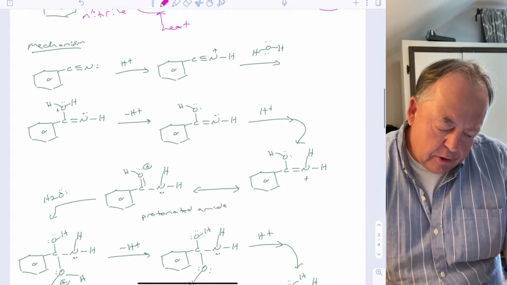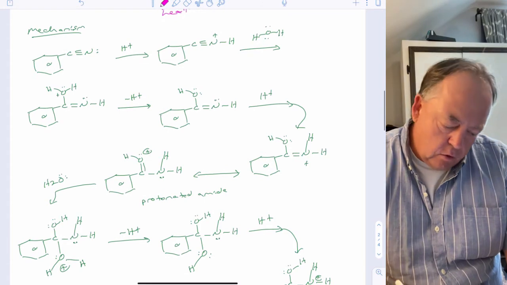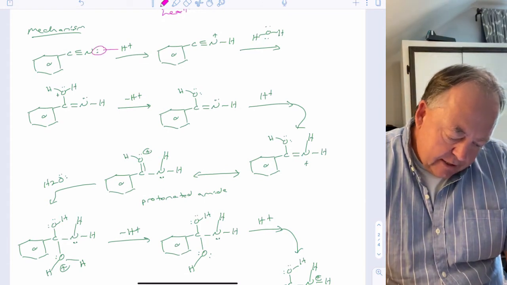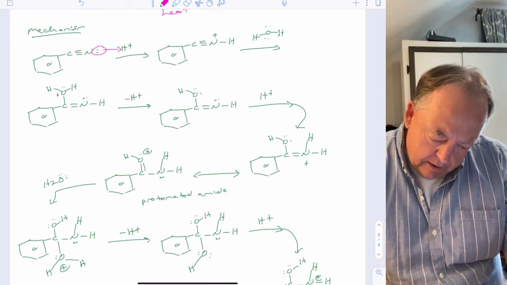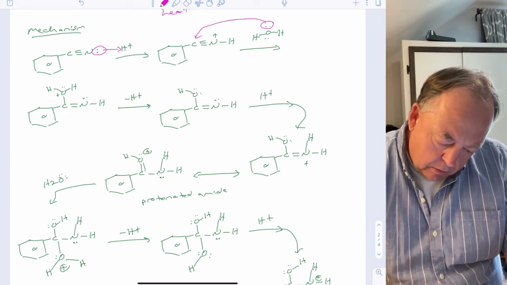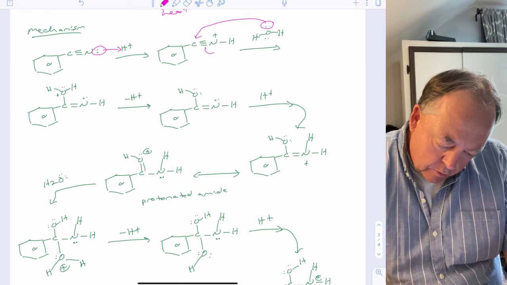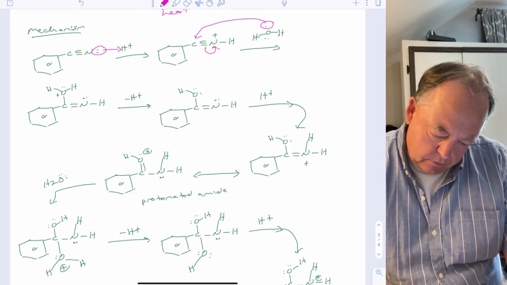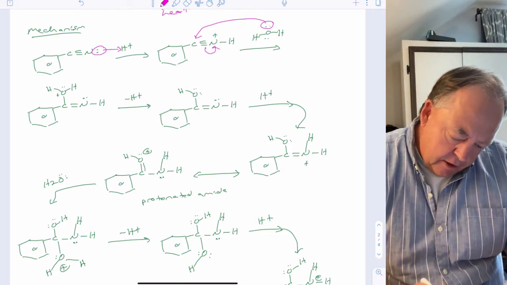So the mechanism is pretty involved. If we go through the mechanism, how this works. Since you're in acid, you can protonate the nitrogen, and then a water molecule can attack this carbon, and then let's break the triple bond, so put a lone pair on nitrogen. So that would take you to here.